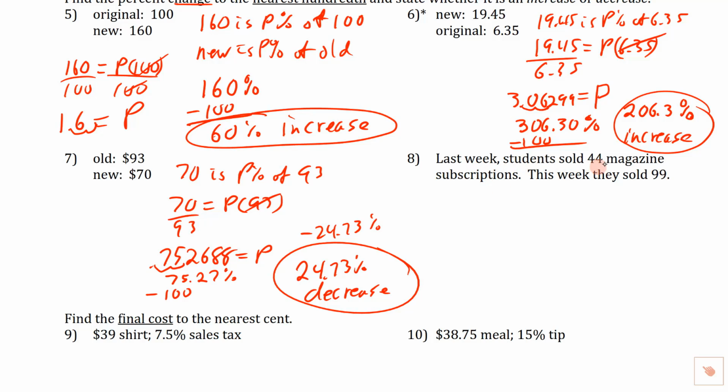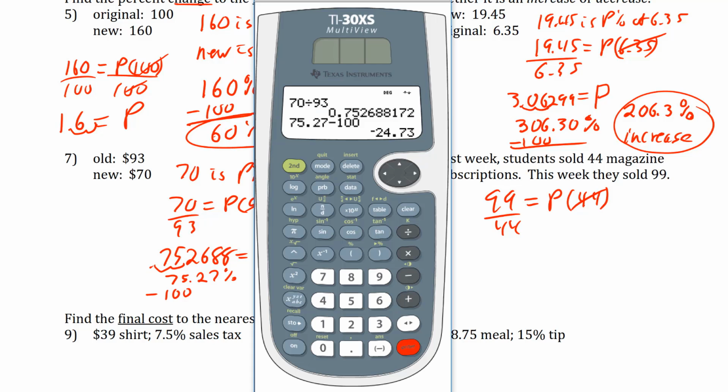Last week, students sold 44 magazine subscriptions. This week, they sold 99. So last week would be the old one, and this week would be the new one. So the new one is some percent of the old one. So 99 equals some percent times the old one of 44. So we'll divide by 44. And again, I've skipped writing the words there on this one. So let's take a look and see what we get.